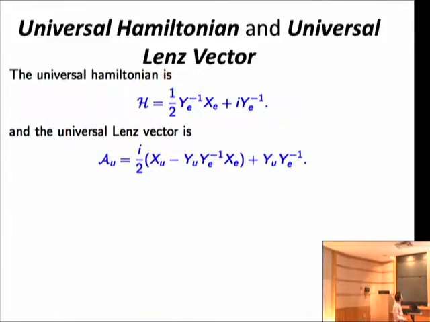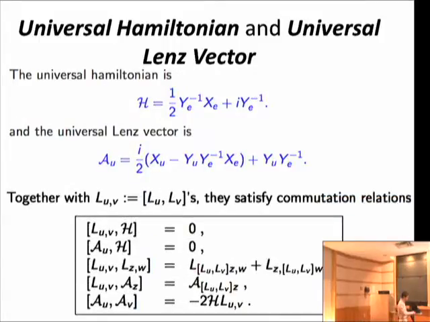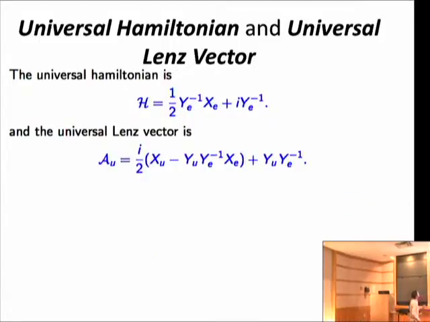The universal Hamiltonian is like this. I cannot highlight. Remember, in the conformal algebra, we have S_{U,V}, we have X_U, and also Y_Z, right? And the U and the Z are elements of the Jordan algebra. But our Jordan algebra has a special element called the identity element, E. So for this identity element E, there's X_E, and there's also Y_E. Suppose I formally invert Y_E and write it as Y_E to the negative 1. Then we write this universal Hamiltonian like that, and the universal Lenz vector would be like that.